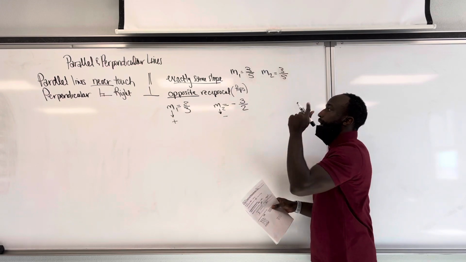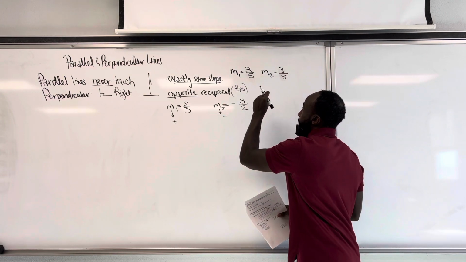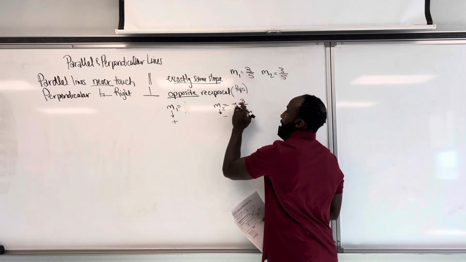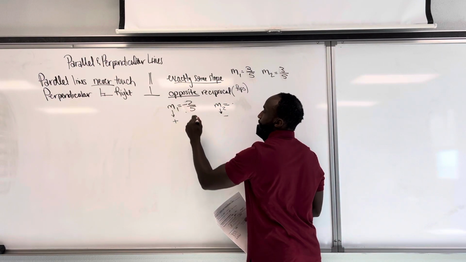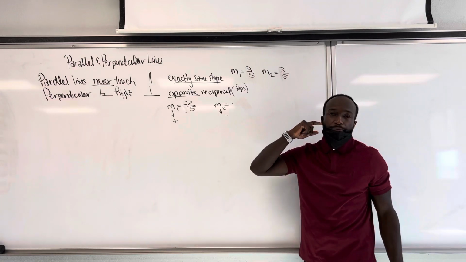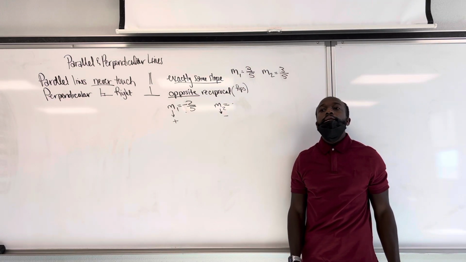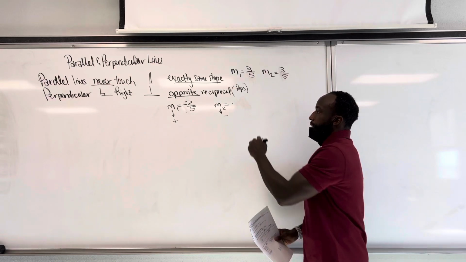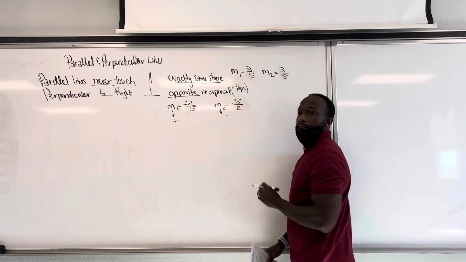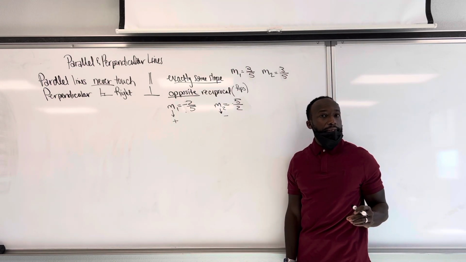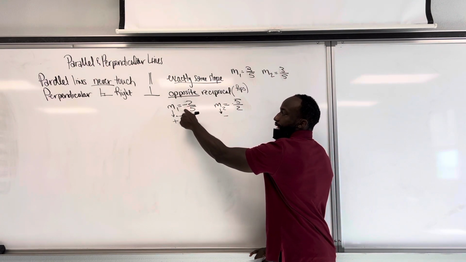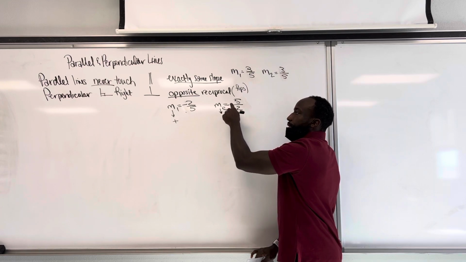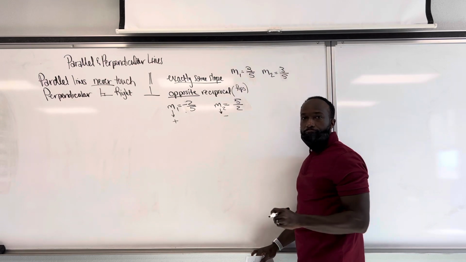Now, if I had a line that was -2/5, what would its perpendicular slope be? 5/2? It's almost the same. Remember, it has to be opposite. So if it's negative here, this one has to be positive. So it'll be positive 5/2.